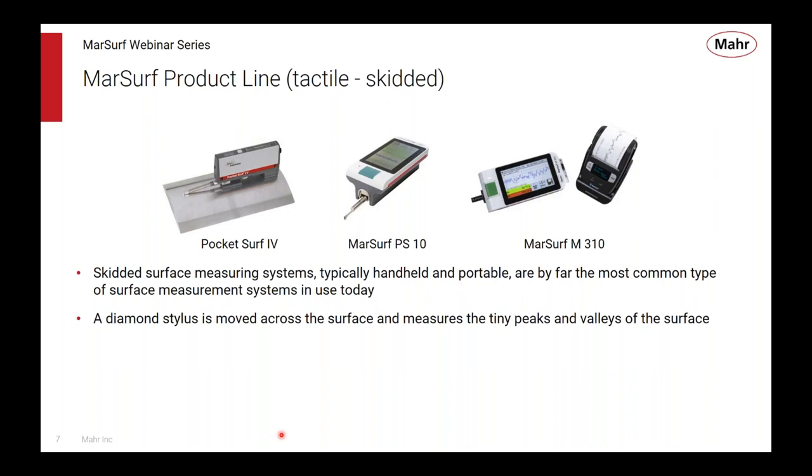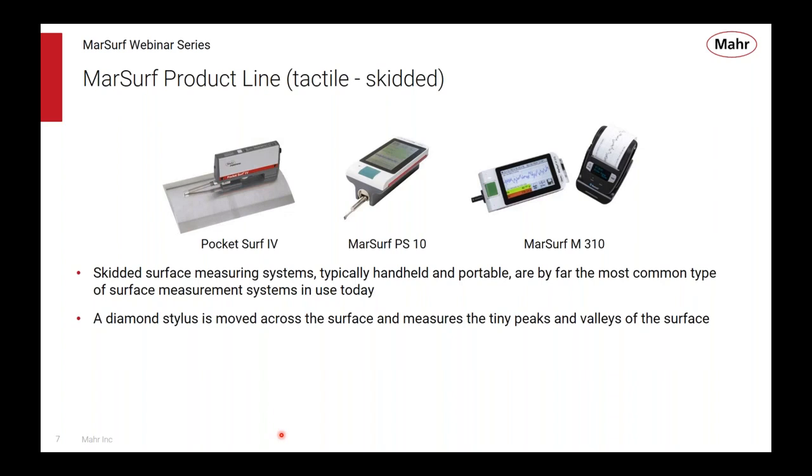And finally, our M310, which is related to the PS10, but adds a lot of features and capability. You've got Bluetooth to connect to a printer, which is there in the picture, or a keyboard. You've got USB to connect to printers or other kinds of devices. You've got input-output for remote control in automated applications. So you've got a lot of capability in the M310, but in this fairly inexpensive, skidded world.